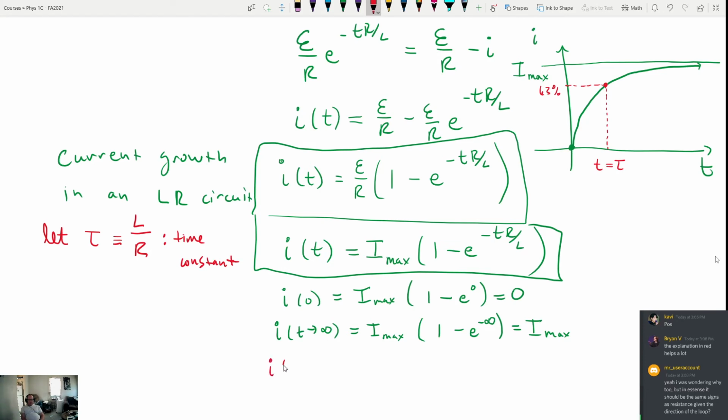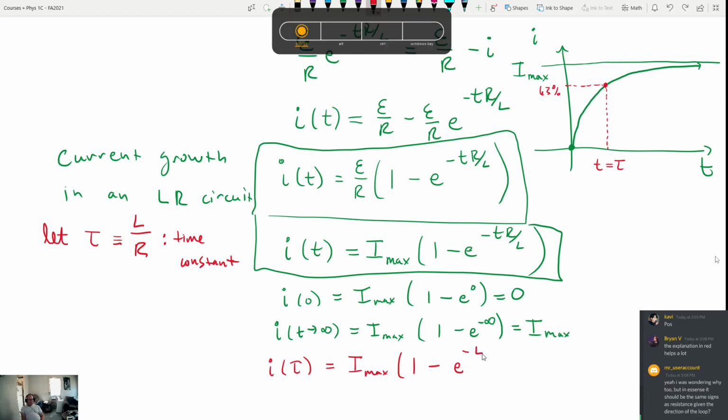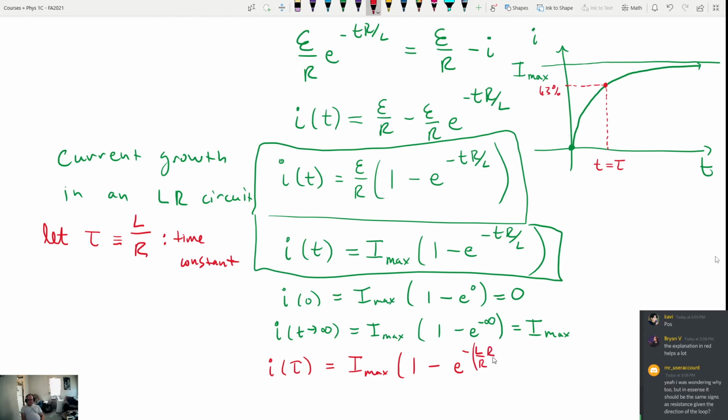If I plug in I of tau, I'm going to get I max times 1 minus e to the negative t. Well, if t is tau, then t is L over R times R over L, which is just 1. So you end up getting 1 minus e to the negative 1, and 1 minus e to the negative 1 is approximately equal to 0.63. So this is how you get 0.63 of I max. And we call that the time constant for the LR circuit.